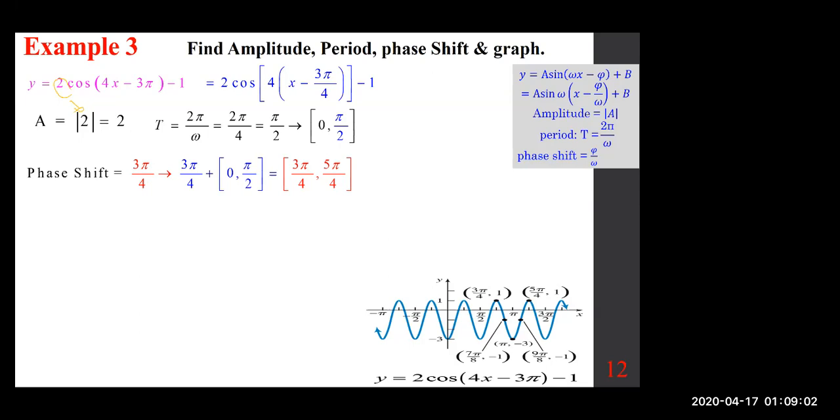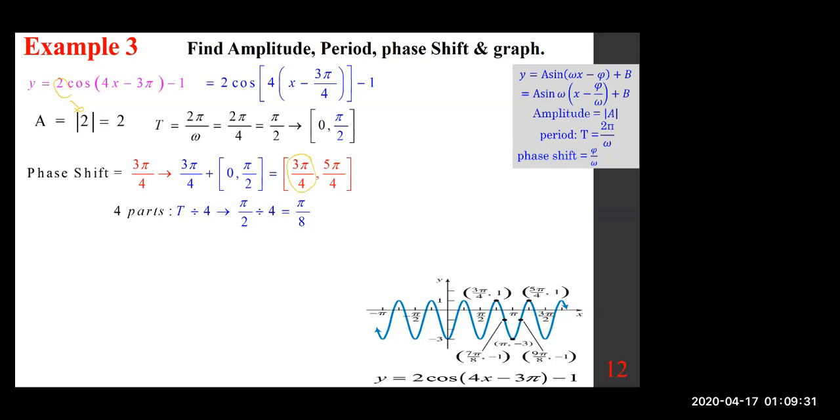Now, what is the period? The period is pi over 2. We divide it into 4 equal parts, so we get pi over 8. So the interval has to be cut into 4 equal parts. How do we do that? You look at the left end point, which is 3 pi over 4, everybody. I want to make sure we understand. I'm repeating what we did last night. This is the first one.